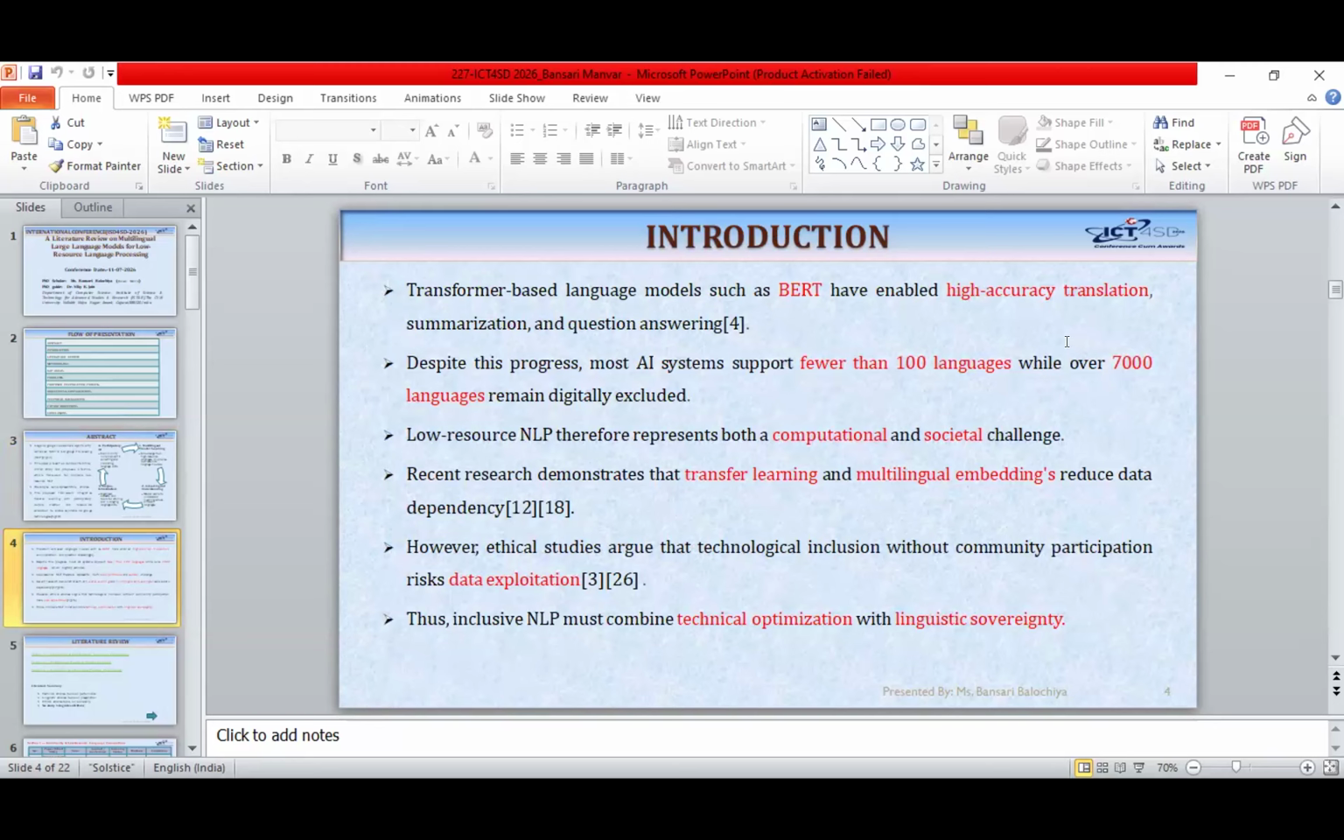Despite this progress, most AI systems support fewer than 100 languages of the worldwide languages. There are more than 7,000 languages. Low resource languages therefore represent both a computational and a societal challenge. Recently, research demonstrates transfer learning and multilingual models.